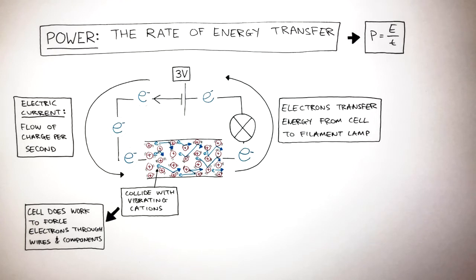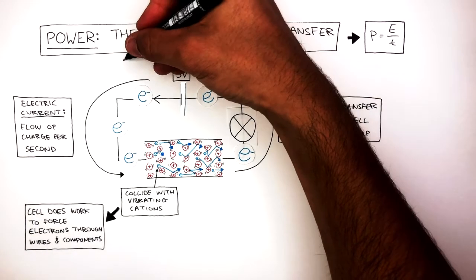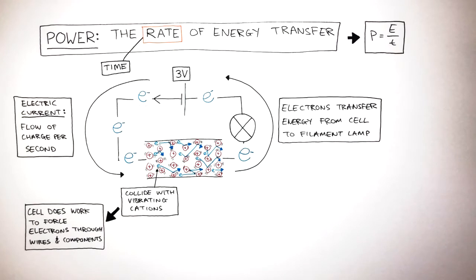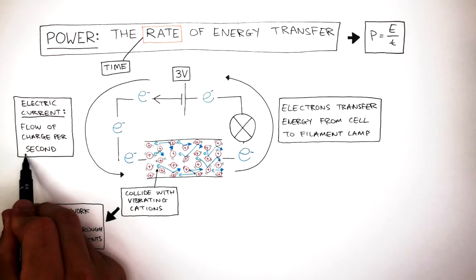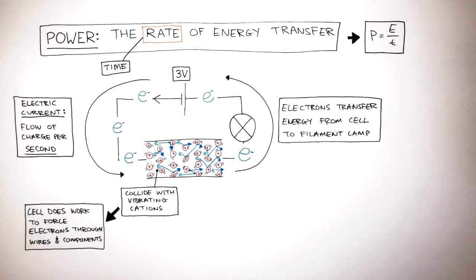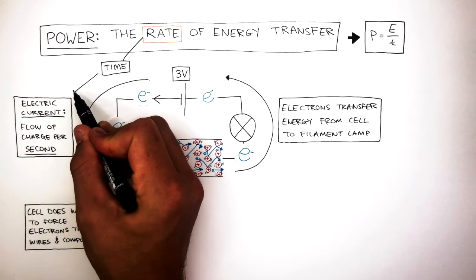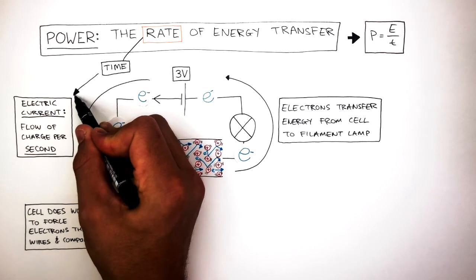So we've already established power can be defined as the rate of energy transfer, and rate just means time, how quickly something happens. What determines how quickly the energy is transferred in an electrical circuit is the electric current. We can see this as the definition of the electric current is the flow of charge per second. So the aspect of time is controlled by the electric current.